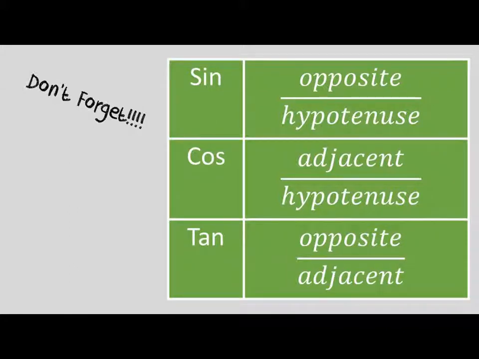Don't forget that sine, cosine, and tangent are ratios of sides. Sine is the ratio of opposite over hypotenuse. Cosine is the adjacent over hypotenuse. And tangent is the opposite over adjacent. These are very important for us for today.